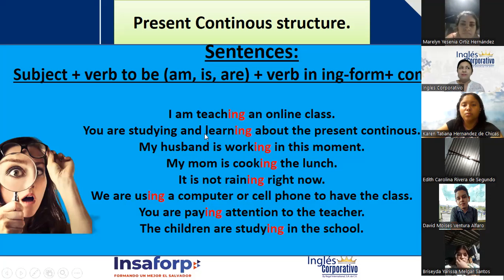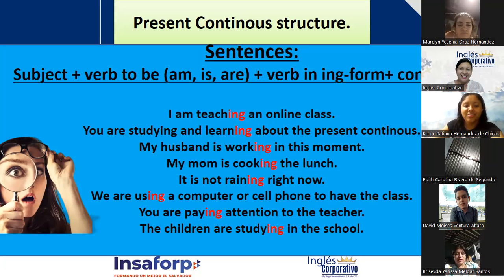Yes, so these are examples of things that are happening in the moment, right? I'm teaching an online class. You are studying and learning. My husband is working. My mom is cooking. It is not raining. We're using a computer or cell phone to have the class. You're paying attention to me, right? Are you paying attention to me?